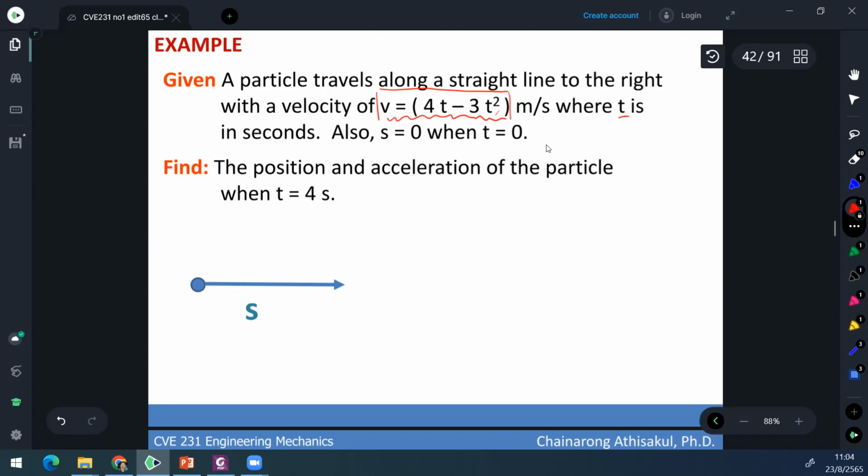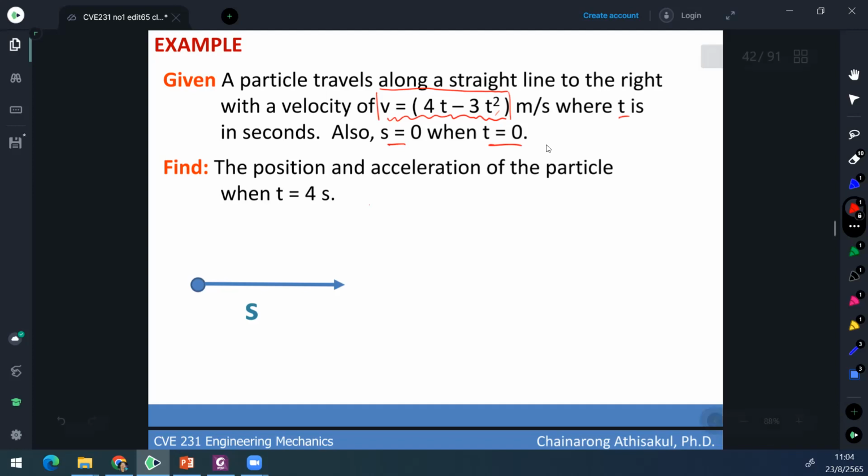Here t is time in seconds, and we know that when time equal to 0, s equal to 0. This is an important thing. This is the initial condition that the problem gives us, and we have to concern ourselves with it. We would like to find the position and acceleration of the particle when time equal to 4 seconds.